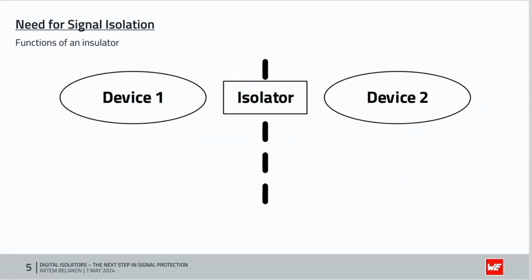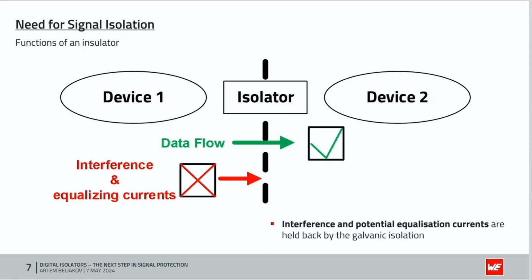As you can see on this slide, the isolator electrically separates two devices, device 1 and device 2, and they can work separately without interference. It's also very important to understand that only the useful signal, only data, can pass through the isolation barrier. And also interference and potential equalization currents are held back by the galvanic isolation.